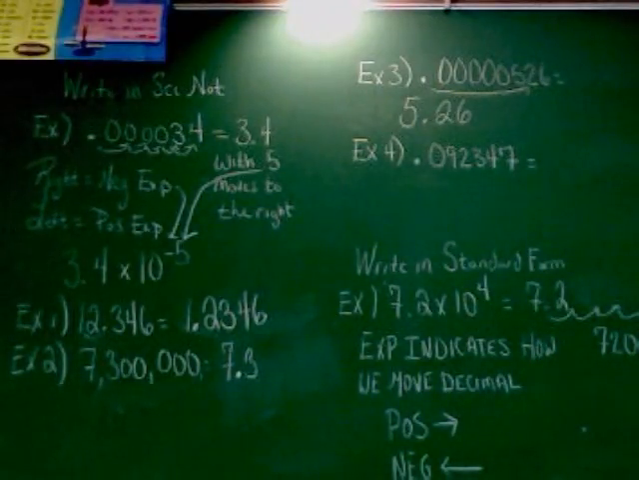Example 4, 0.092347. What number does the decimal go after? 9. Goes after the 9. Good. 9.2347.